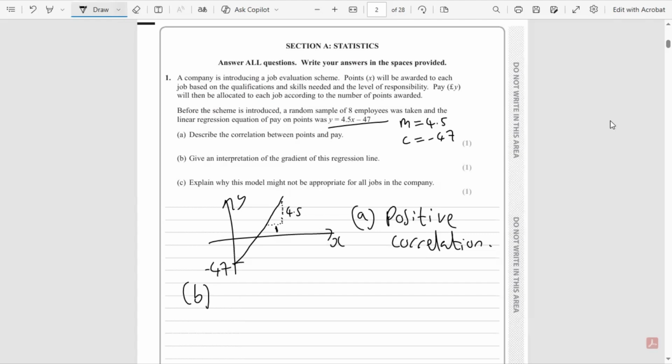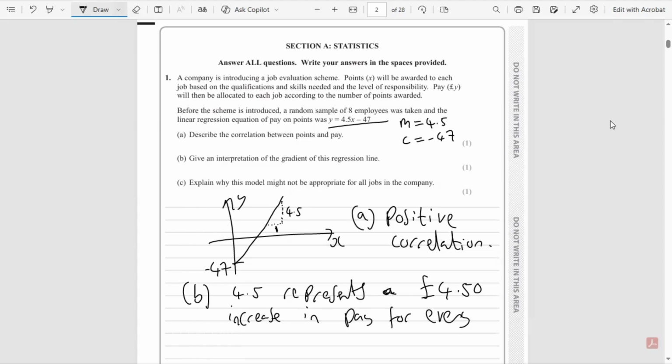So that means that the 4.5 represents a £4.50 increase in pay for every extra 1 point. Okay, so as you move along 1, you go up £4.50. Perfect, so that's part B.